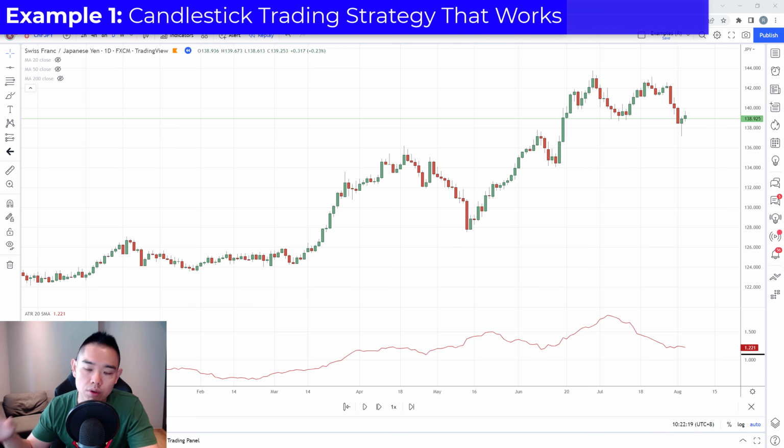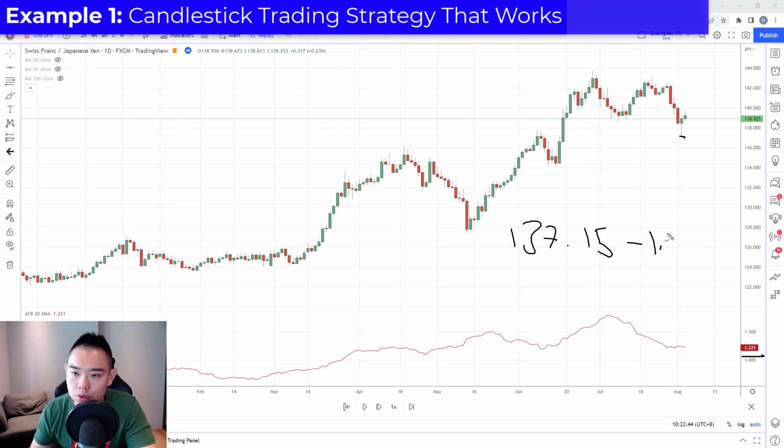What this tells you is that over the last 20 trading days, the market moves an average of $1.221 per day. The way to know where exactly to set your stop loss is to find out the low of this candle and minus 1.221. The low of this candle is 137.15. This is the low over here, and I minus off 1 ATR, which is 1.221.